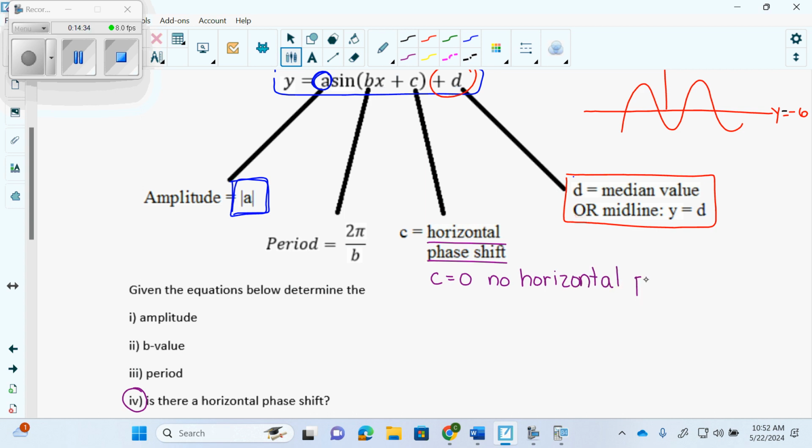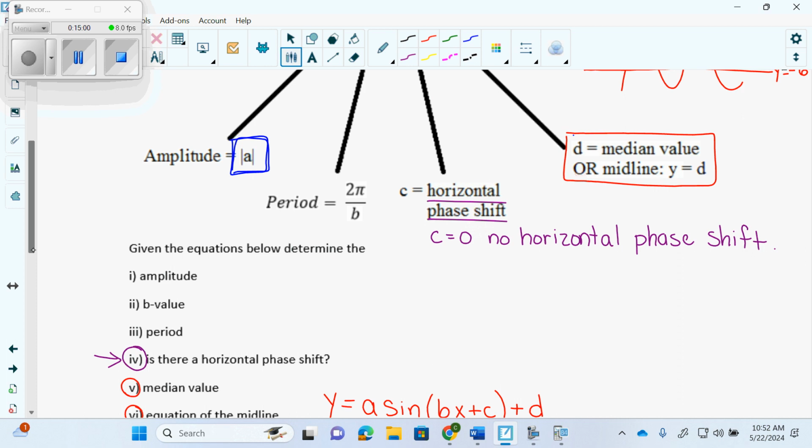This is the worst thing in 30-1 because they have to find it. You want to know the coolest thing? You don't have to. You just need to know if it moves or not. So they have to give that C value to you if they want you to find the equation from a graph. So if C equals 0, there's no horizontal phase shift. If C equals anything else, you say there's a phase shift. So the question I'm giving you for Roman numeral 4: is there a horizontal phase shift? Our answer is going to be yes or no. That's it.